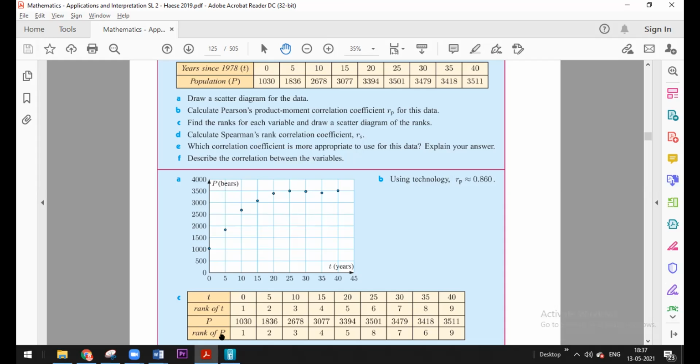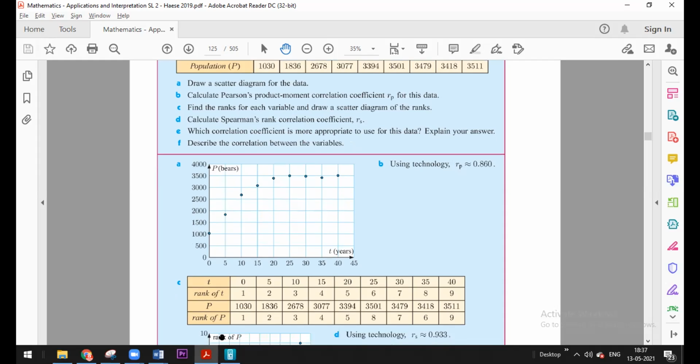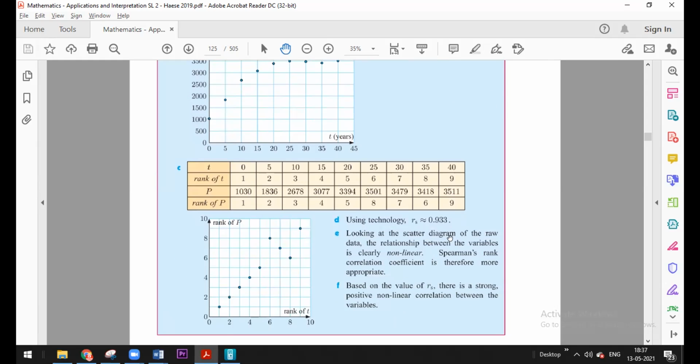Now, calculator. R, regression. Go to R. Give me the answer for R. 0.87. No, 0.933 is the answer.